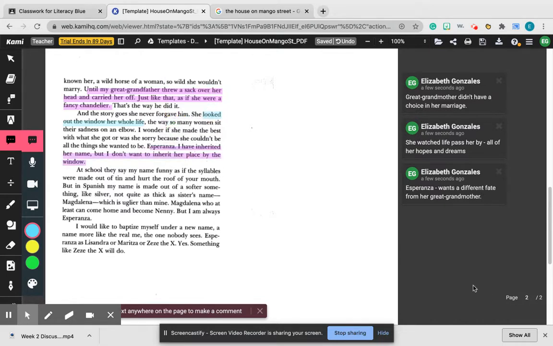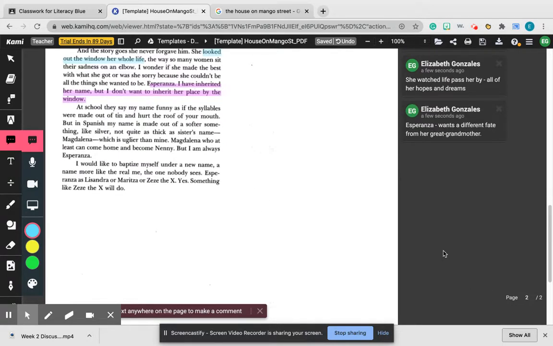So she's telling us, I don't want my grandmother's fate. I don't want to just be a wife. I want to have more. I want to have options for me. And then here's our last two paragraphs, so we're almost done.